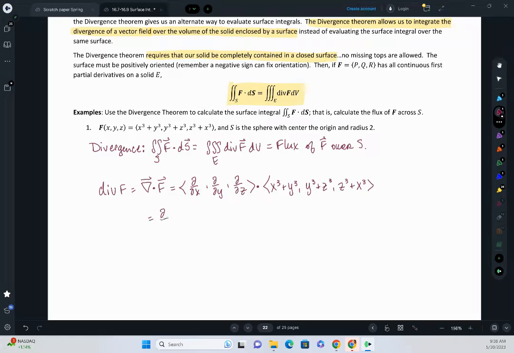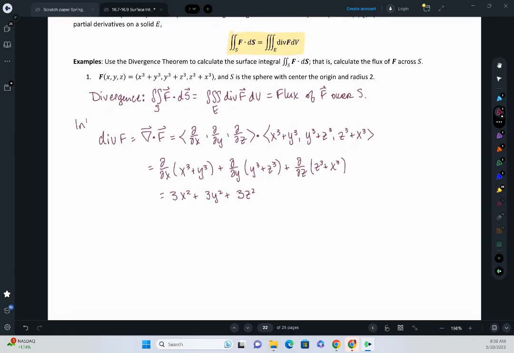So this will be del del x of x cubed plus y cubed, plus del del y of y cubed plus z cubed, plus del del z of z cubed plus x cubed. Now I'll go ahead and take those derivatives, and I get 3x squared plus 3y squared plus 3z squared. Okay, that's not too bad. Nice to work with. So this was our integrand.